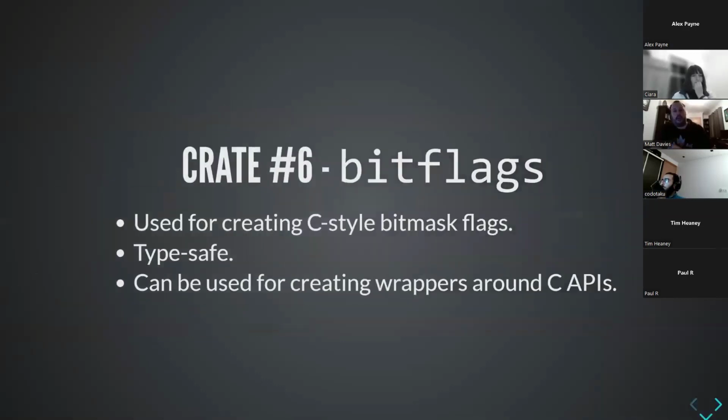Okay, crate number 6, bitflags. It's used for creating C-style bitmask flags. Enums in Rust are very different from C and C++ enums, and for good reason. And I love Rust enums, but occasionally, if you just want to have bitmask flags for low-level stuff where you're talking to the hardware, especially embedded programming, bitflags allows you to set this up in a reasonably friendly way. It's type safe, and it can also be used for creating wrappers around C APIs.